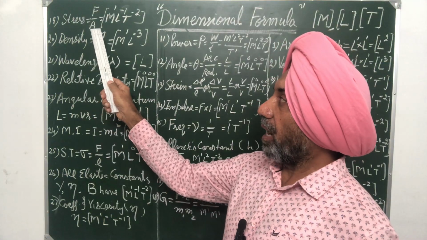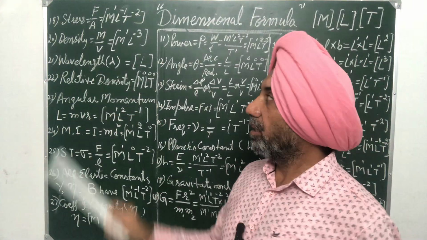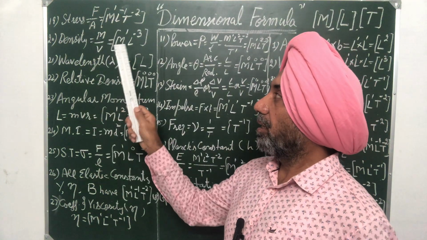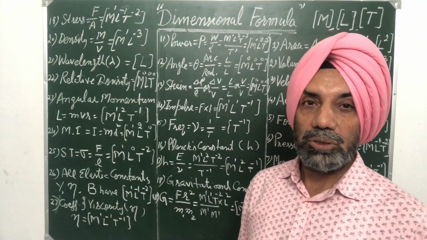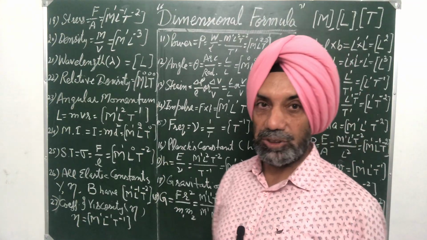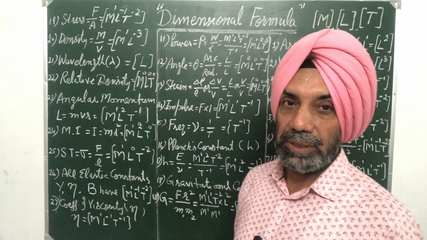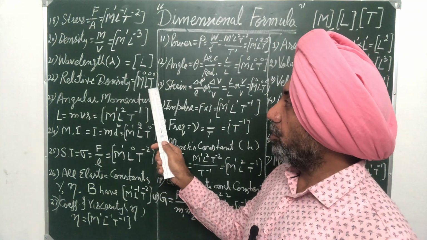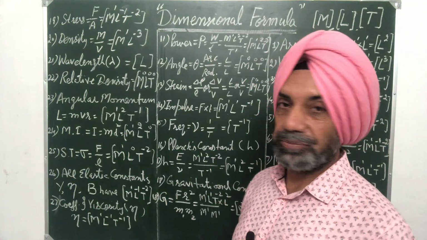Density is defined as mass per unit volume. Mass M1, volume L3 in the denominator, so it will be M1 L^-3. It means if the unit of mass is kg and length is meter, the unit of density will be kg per meter cube. So very simple. Then wavelength, length of wave, simply L, unit of meter or centimeter. Relative density, the ratio of density of a substance to density of water, so it gives M0 L0 T0. It means relative density is the ratio of the same two quantities, so it is dimensionless.